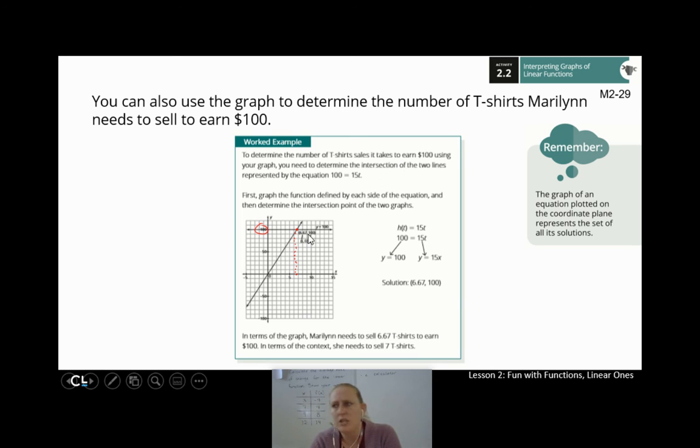We wrote that down as an equation, but you can say, okay, here's 100. When does it hit my 15t? Oop, it hits right there. And then you can see this is your y-coordinate, this is your x-coordinate, and that's our point. That's the point, 6.67, 100. So again, in terms of the graph, Marilyn needs to sell 6.67 t-shirts to earn $100. In terms of the scenario, though, we know that means she needs to sell 7 t-shirts because she can't sell part of a t-shirt. That's weird.